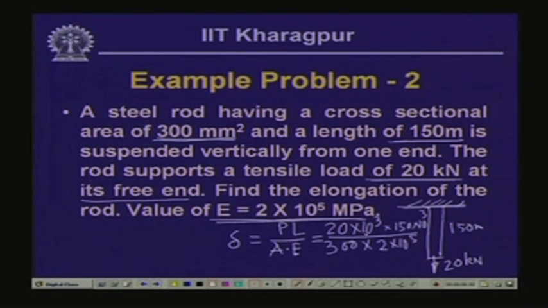So, the 10 to the power 3 and 10 to the power 3 make 10 to the power 6, which cancels out with the 10 to the power 5 and 0, and the 2 gets cancelled. So, we have 150 divided by 3, which is 50. So, this is equal to 50 millimeter. This is the amount of elongation that this particular bar will undergo because of this load.